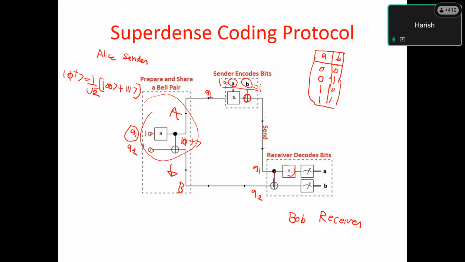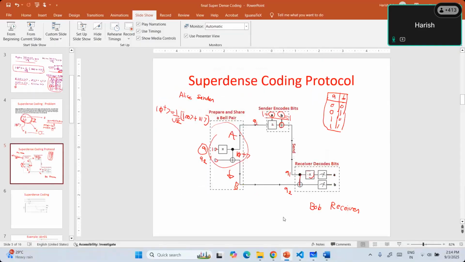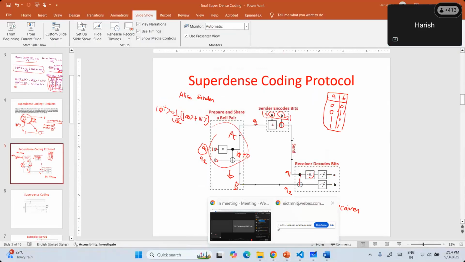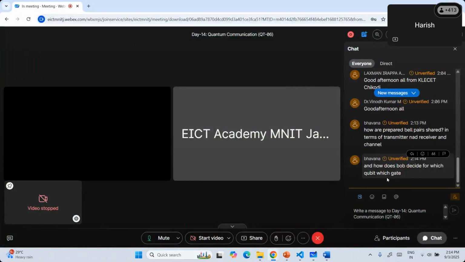And on measurement, it is claimed that Bob will have A and B, which Alice wanted to send. So far so good. Is this clear, everyone? If any doubt is there, then you can ask. I cannot see the chat, but you can ask, or maybe I can see the chat.